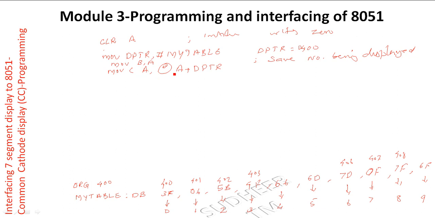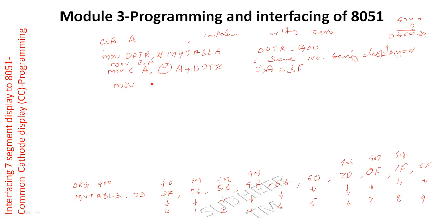After that, MOVC A. The present content of accumulator is 0, DPTR is 400, so 400 plus 0 is 400. So from this location get the code. 400 is having the code 3F. So after executing this instruction, our accumulator is equal to 3F, which is the code for 0. Okay, now this number 3F we need to send to port 2.